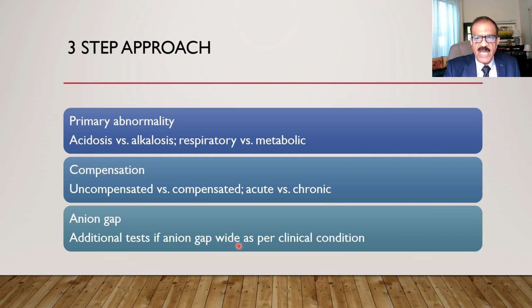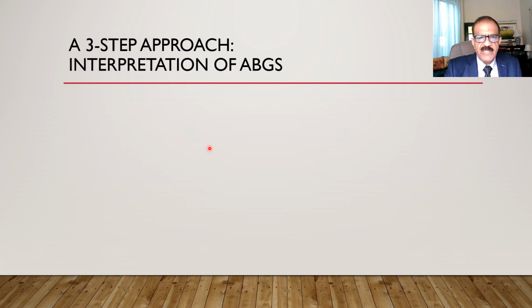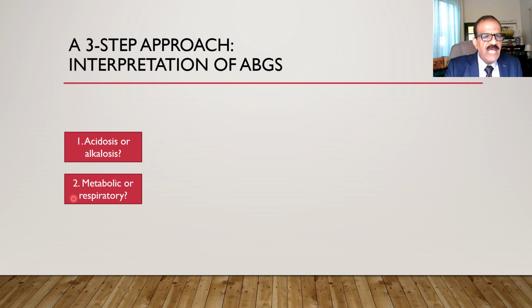Now with an exercise, we are going to repeat the same. This is the exercise. Now these are the three steps. The first question we answer is, is it acidosis or alkalosis? Then we want to know if it is metabolic or respiratory. And the third one, with or without anion gap. Okay, so these are the three steps. Let's do the first one.